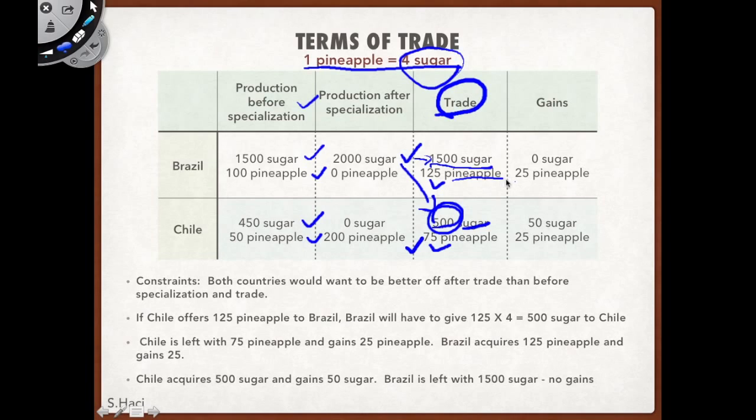So in the end, does this benefit both countries? Well, it does. They both end up with more pineapple, 25 additional pineapple each. Chile gains 50 units of sugar. Brazil does not gain any sugar with this terms of trade, but they do not lose any. So there's still some gains on both sides. If we had picked a different terms of trade, the gains might have been a little bit different. But in this example, you still have a beneficial outcome for both countries.